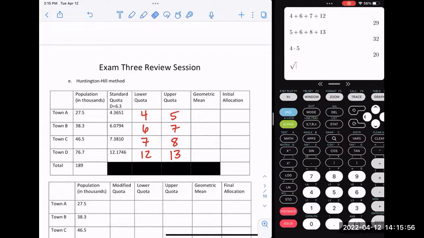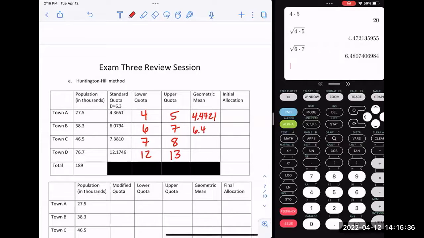So you can do this as square root of 20, or you can even put it in your calculator as square root of 4 times 5. And so again, I'm just going to round these to 4 decimals. So on this one, I'm getting 4.4721. And then I'm just going to keep going here. So the next one, my lower quota was 6, my upper quota was 7. So I'm going to do the square root of 6 times 7, or you could just say square root of 42.